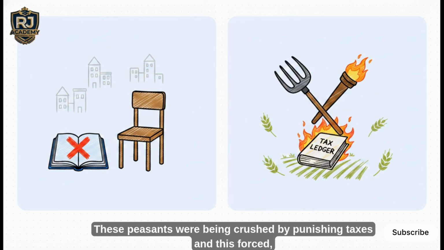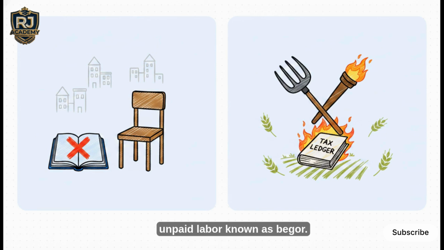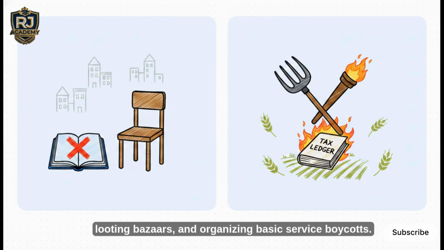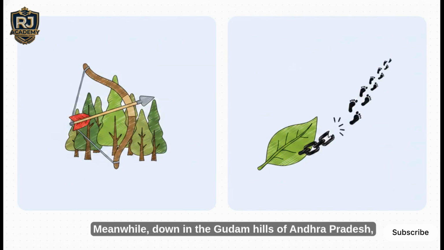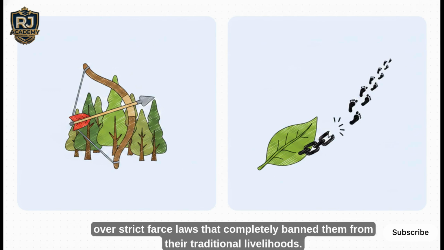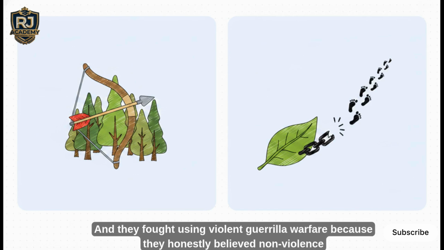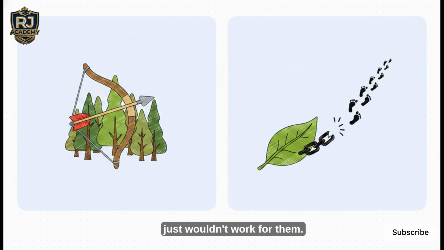These peasants were being crushed by punishing taxes and this forced unpaid labor known as begar. So for them, Swaraj actually meant violently attacking landlord estates, looting bazaars, and organizing basic service boycotts. Meanwhile, down in the Gudam Hills of Andhra Pradesh, tribal communities were absolutely furious over strict forest laws that completely banned them from their traditional livelihoods. They were led by Alluri Sitarama Raju, who became a huge folk hero, and they fought using violent guerrilla warfare because they honestly believed nonviolence just wouldn't work for them.